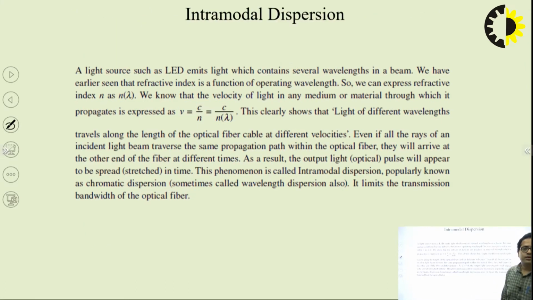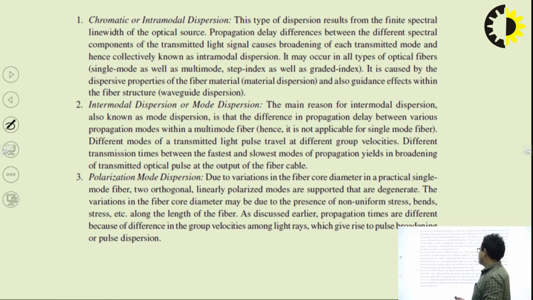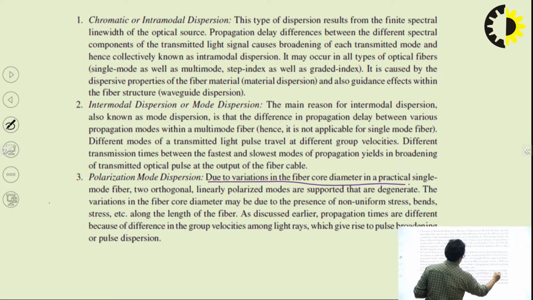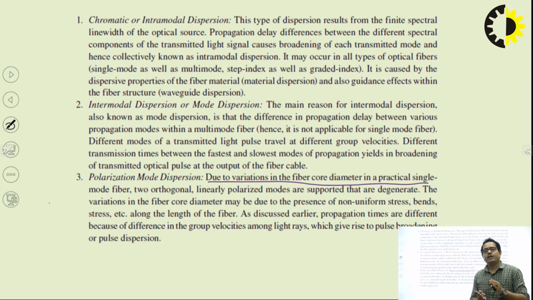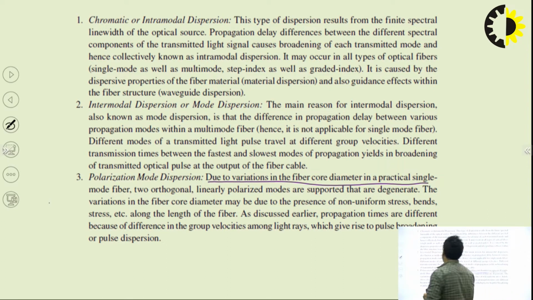Quickly moving to polarization mode dispersion. This polarization mode dispersion occurs due to the variation in the fiber core diameter in a single mode fiber, because the two orthogonal polarizations, that means electric and magnetic field, are perpendicular to each other and to the direction of propagation of the wave. So if we take a direction of propagation of a wave, the electric and magnetic fields will be perpendicular to each other as well as to the direction of propagation of the wave.